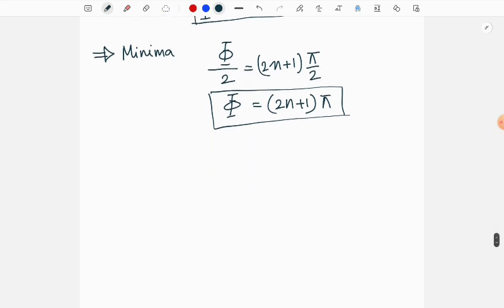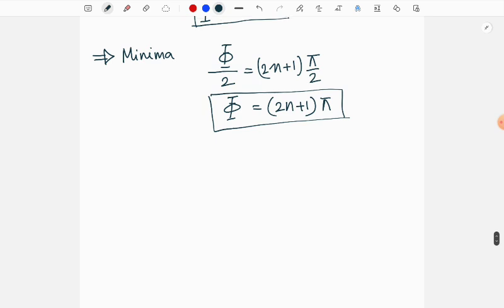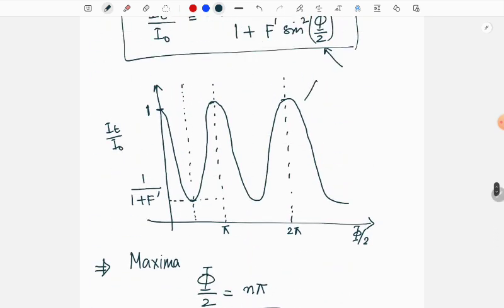peaks, or modes rather. Each of these bumps that we have is called a mode of the cavity, or cavity modes.